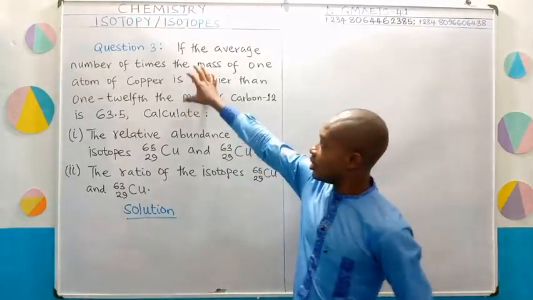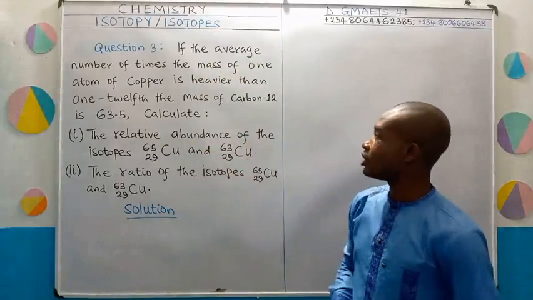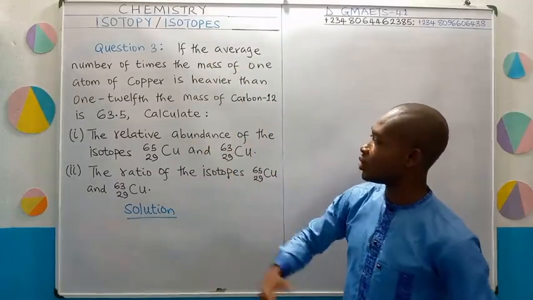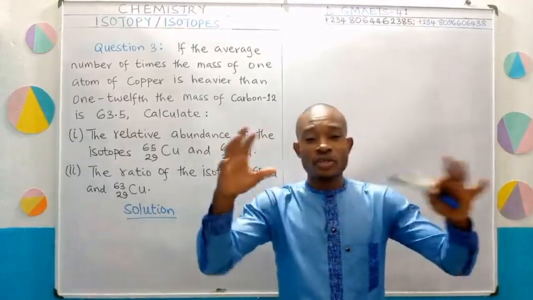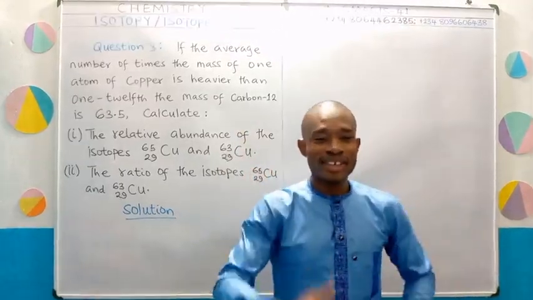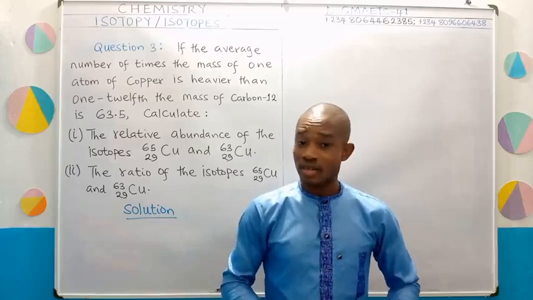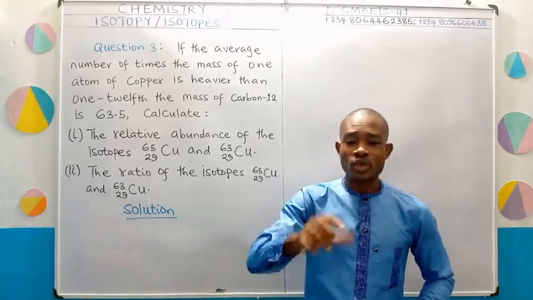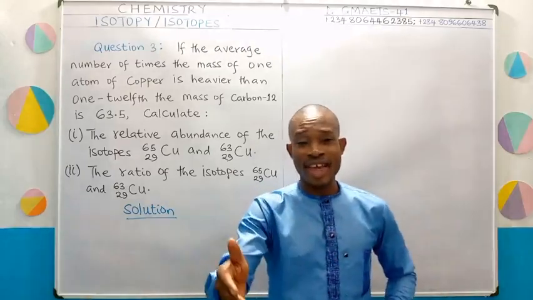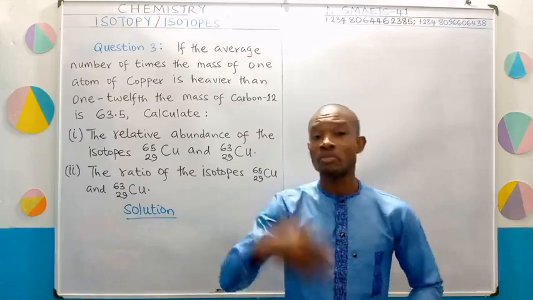Look at this long sentence here. If the average number of times the mass of one atom of copper is heavier than 1/12 the mass of carbon-12 is 63.5. That whole statement put together there is simply telling you that the relative atomic mass of copper is 63.5. How do we know that? Take your mind back to when I taught you about R.A.M. and R.M.M. That is relative atomic mass, relative molecular mass, even molar mass, the moles.